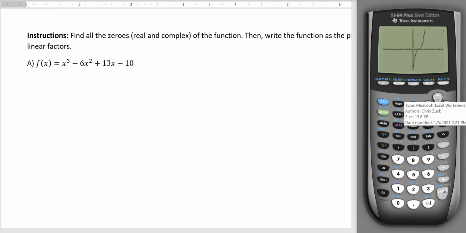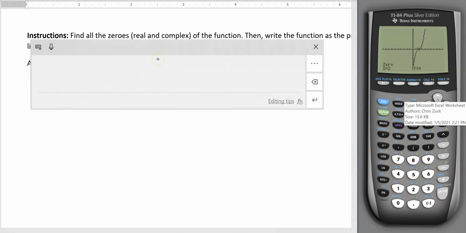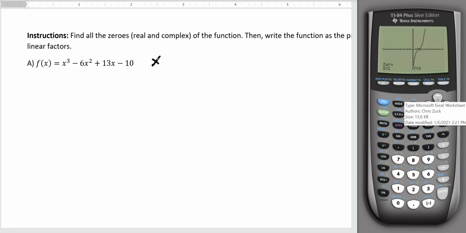There you go. And it is 2, indeed. So we think that x equals 2. There we go, x equals 2. So let's use synthetic division to divide that out.